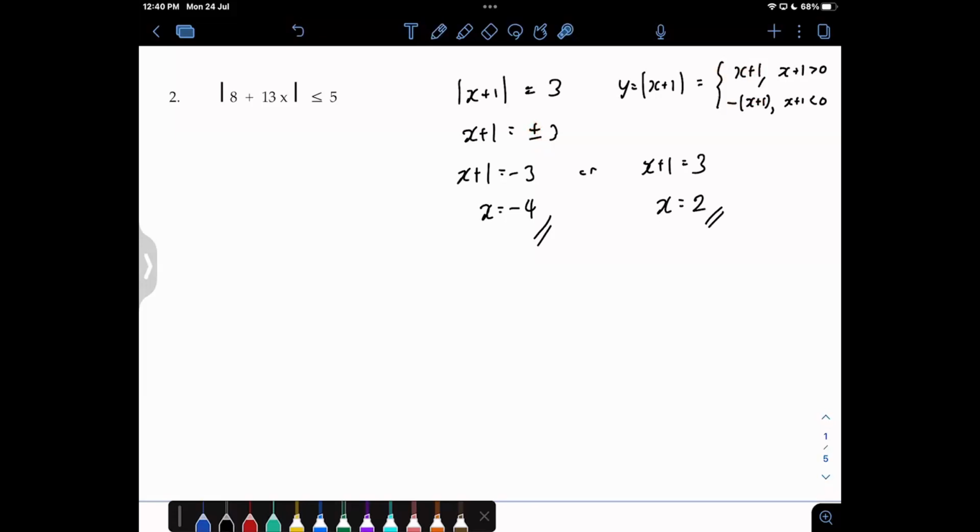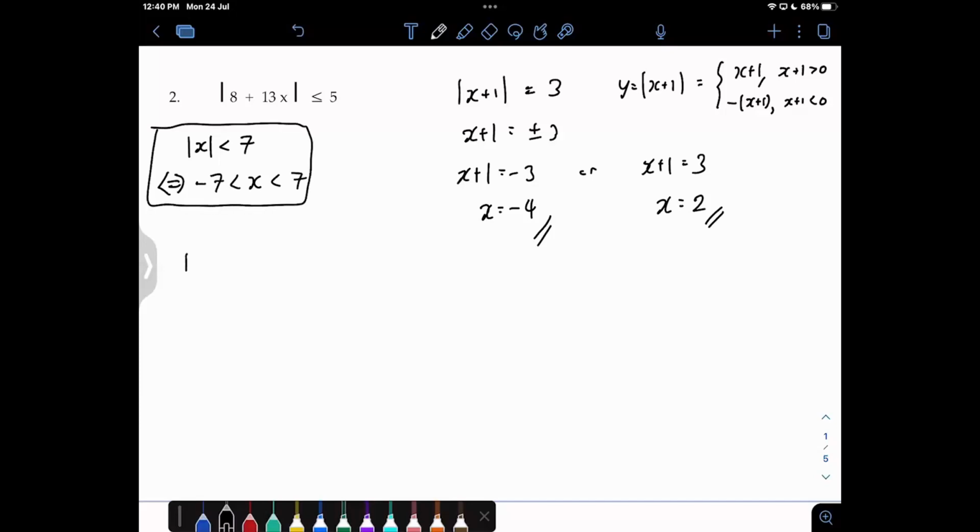But what happens when it's an inequality? Not that simple anymore. You need to remember this idea: modulus of x less than, let's say for example, 7, is equivalent to negative 7 less than x less than 7.